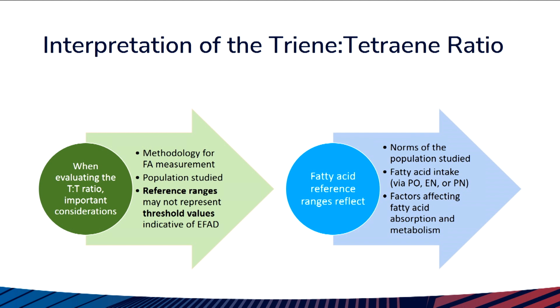These reference ranges usually reflect the norms of the population, what type of fatty acid intake they're getting, whether it's PO, EN, or PN. It really does reflect the idea that we are what we eat. Whatever type of fat you're taking in, that's what your fatty acid profile is going to look like. Here in the United States, we eat a Western diet, very high in omega-6, so it would make sense that our TT ratios are going to be very low. But you look at other areas of the world that eat maybe more fish, and their TT ratio reference ranges for the norms of their population are going to look very different than what they look like here for us.